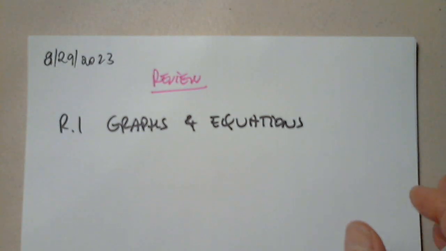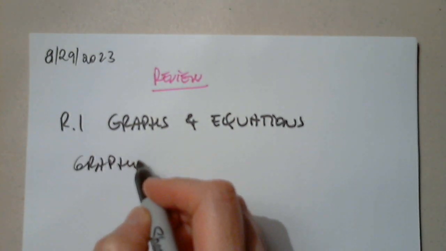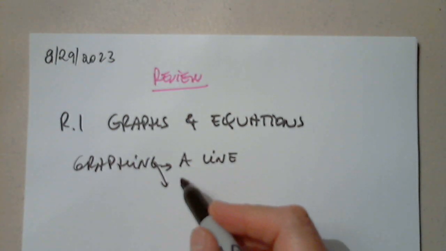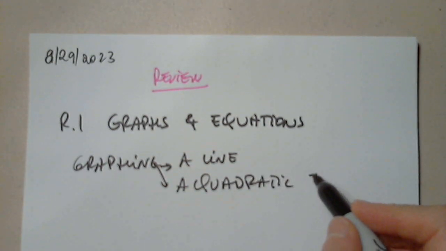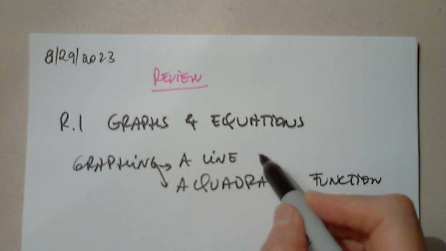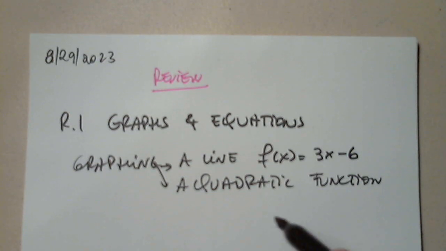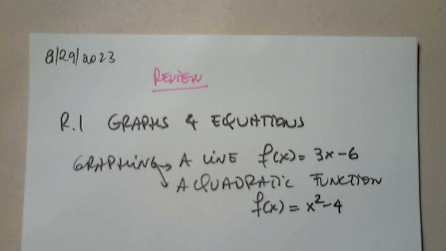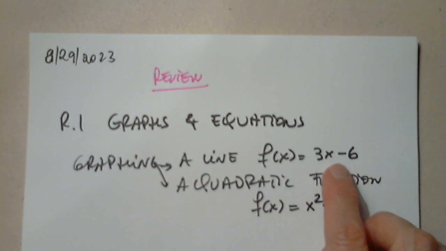Okay, so first of all, I would like to start with something very simple, which is graphing the line, and also a quadratic function. So a line is something like f of x equals 3x minus 6. A quadratic function is something like, let's say, x squared minus 4.